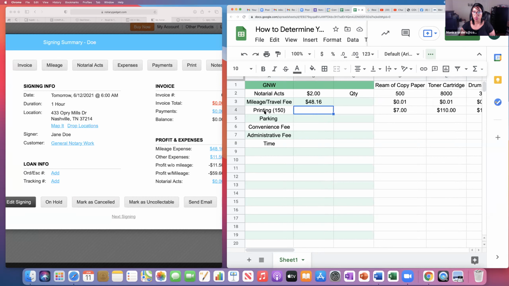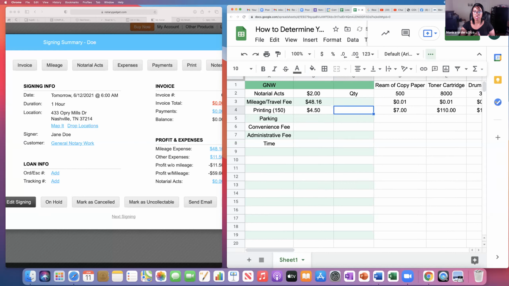So how many pages are we going to be printing on average in our standard pricing? 150. So what does that mean? Every packet is going to cost us in printing costs 3 cents per page, or $4.50.